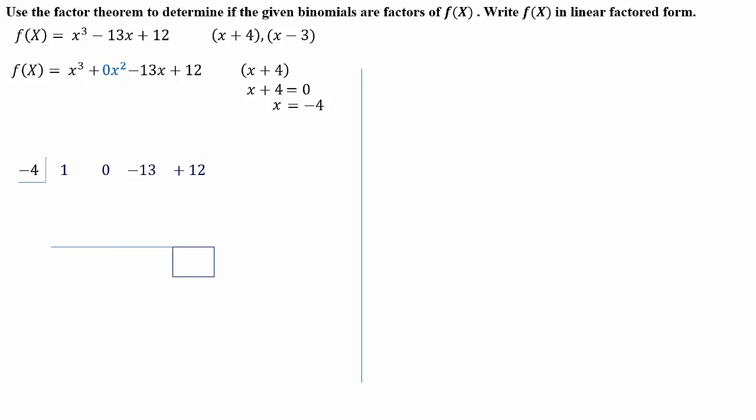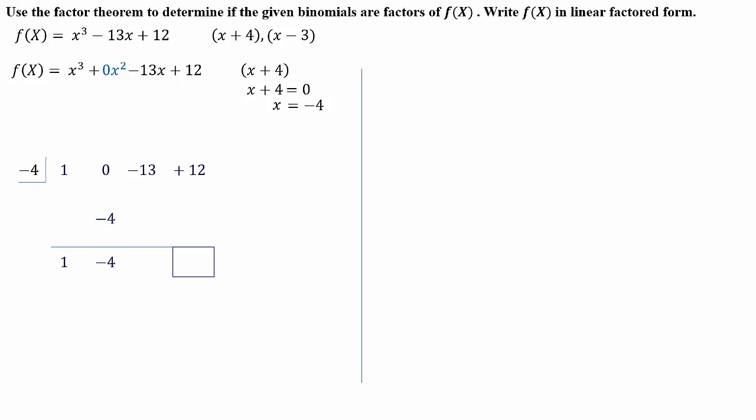Next, when doing synthetic division, remember that when going down, you have to add. So 1 plus nothing is equivalent to 1. After that, going diagonally, we have to multiply. So 1 times negative 4 is negative 4. Again, we add 0 plus negative 4 is negative 4.